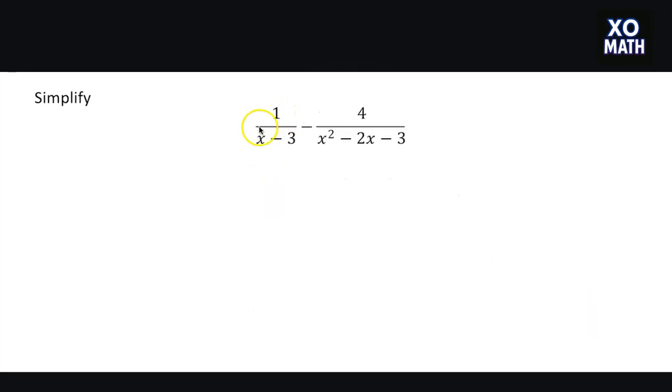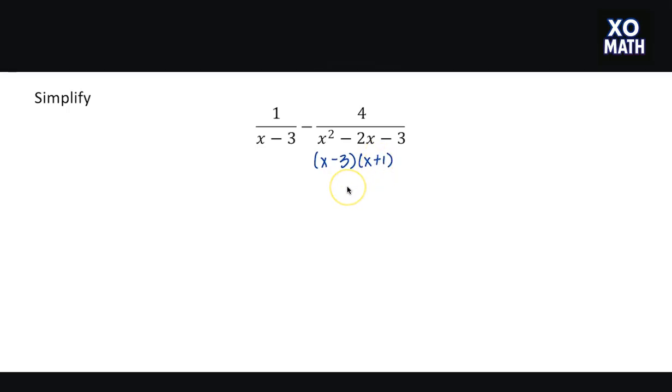And now let's simplify 1 all over the quantity x minus 3, minus 4 all over x squared minus 2x minus 3. Here we have 2 rational expressions that are subtracted. We want to combine them, if possible, by finding common denominators. Here, x squared minus 2x minus 3 is going to factor to the quantity x minus 3 times the quantity x plus 1. Notice these 2 rational expressions have the x minus 3 in common in the denominator, but the fraction on the left is missing a denominator factor of x plus 1.